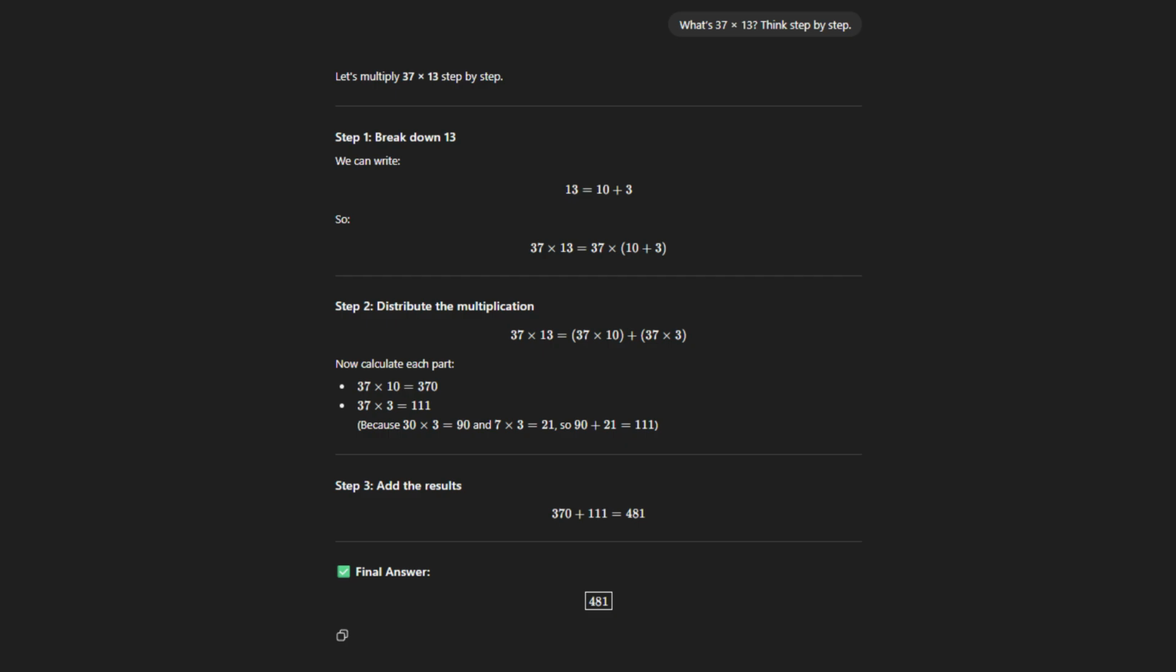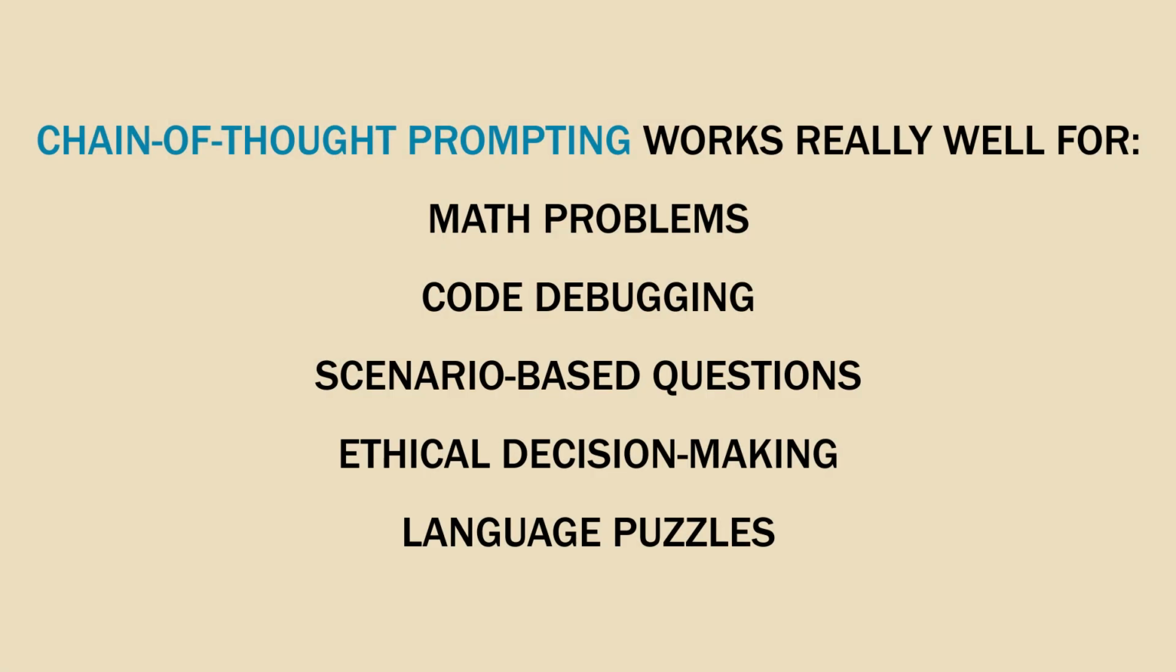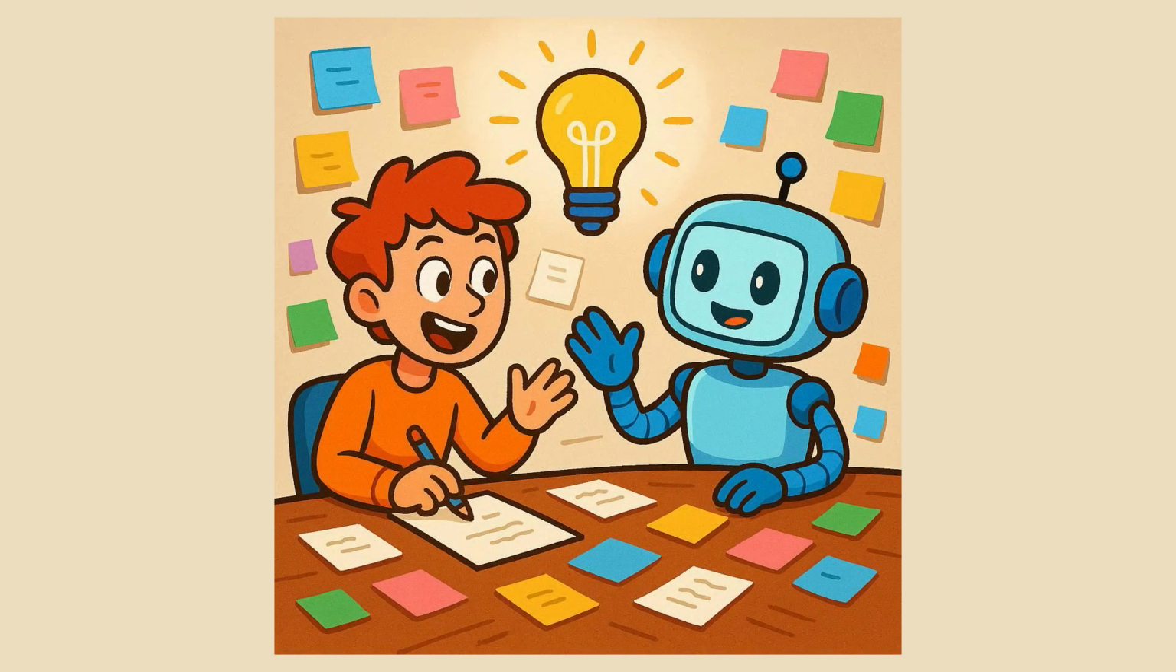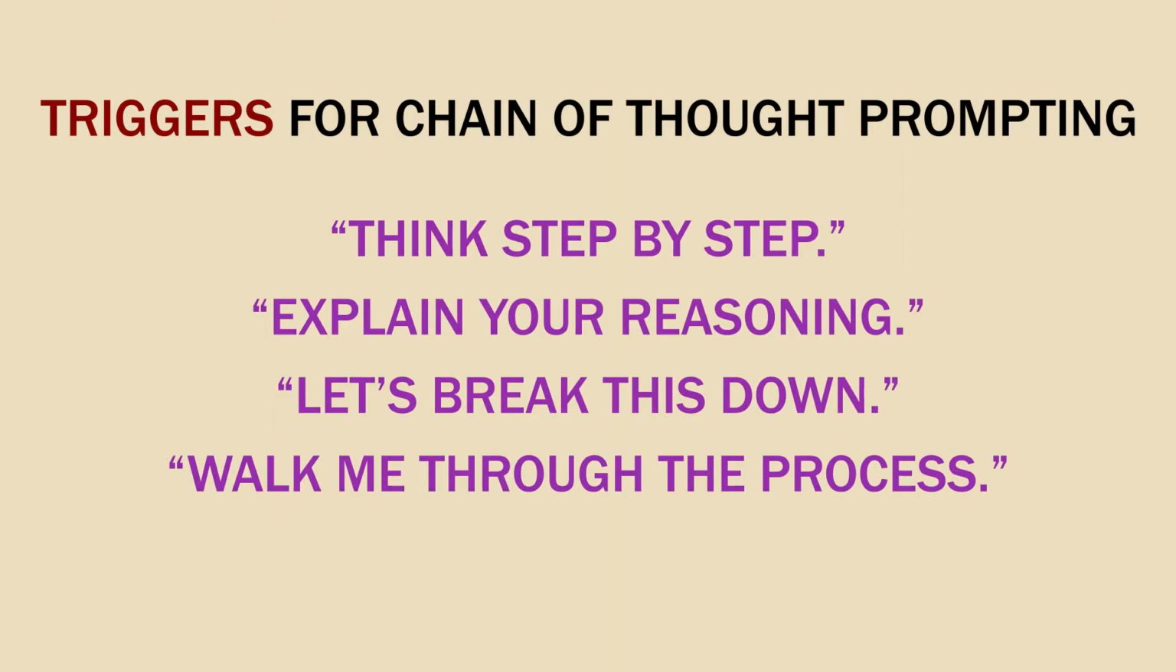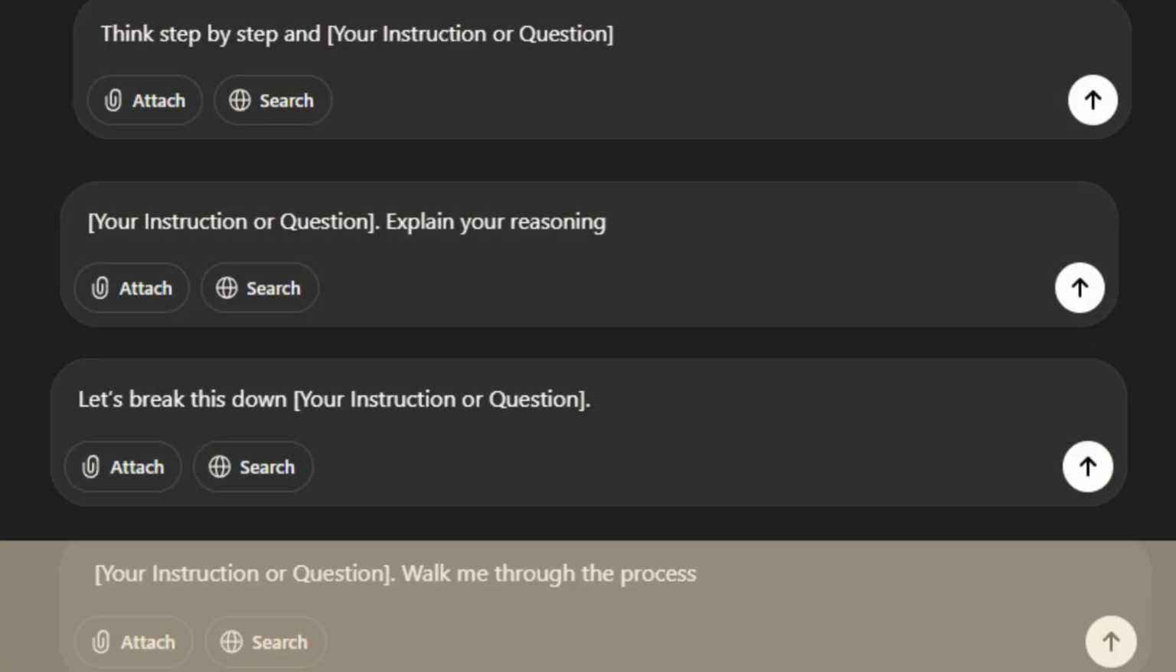Chain of thought prompting works really well for math problems, code debugging, scenario based questions, ethical decision making, and language puzzles. Anytime you want the AI to slow down and reason, use chain of thought prompting. Simple triggers like think step by step, or explain your reasoning, or let's break this down, or walk me through the process. These activate the model's reasoning mode.